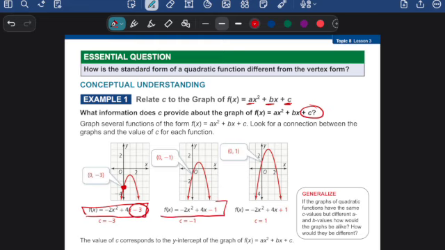For the second one, what do we notice? C equals negative 1. Where's our y-intercept? It's at negative 1. And for the third example, C equals positive 1. What's our y-intercept? It's positive 1. So our value of C in standard form is the y-intercept. That will tell us the y-intercept.